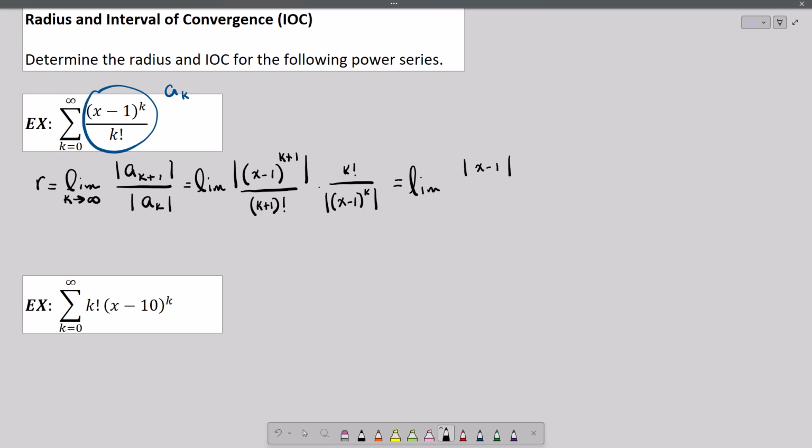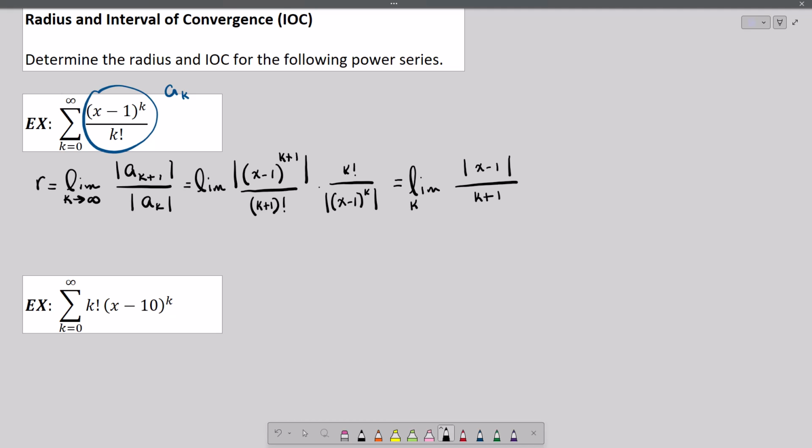All right, how about the k factorial and the k plus 1 factorial? What's left? Just k plus 1 in the bottom, right? Because k plus 1 factorial is k plus 1 multiplied by k factorial. The k factorials will cancel. So we have 1 over k plus 1 left.